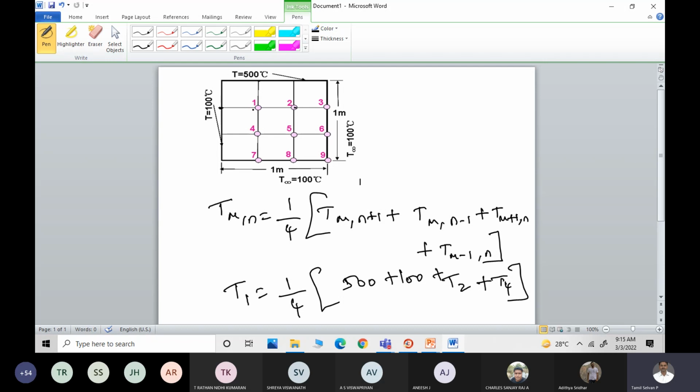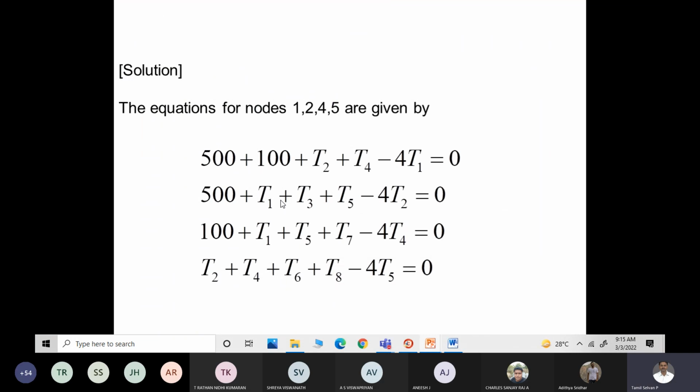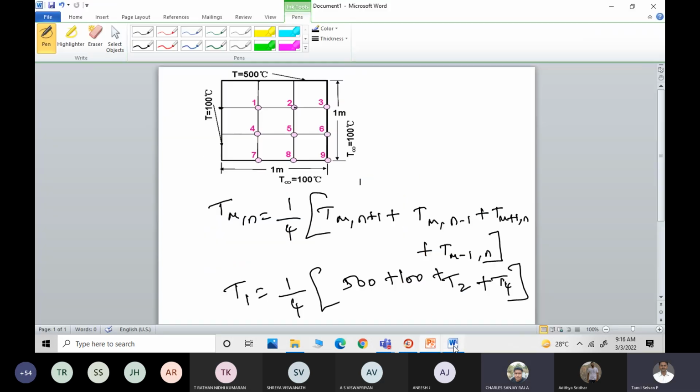Because these were interior nodes. Similarly for 2 we can write T1 plus 500 plus T3 plus T5 minus 4T2, which is equal to 0. So that's what was mentioned here: T1 plus T3 plus T5 plus 500 minus 4T2 equal to 0. Similarly for nodes 4 and 5 we can write this. Is it fine, students? Yes, sir.